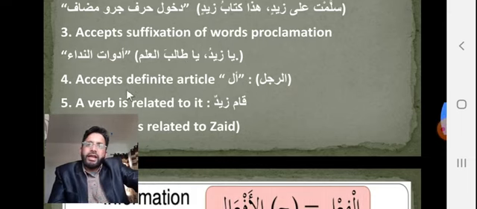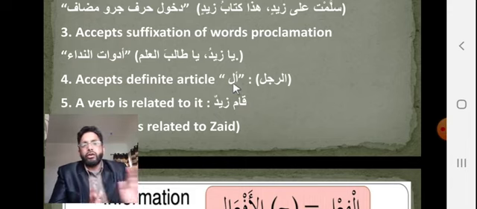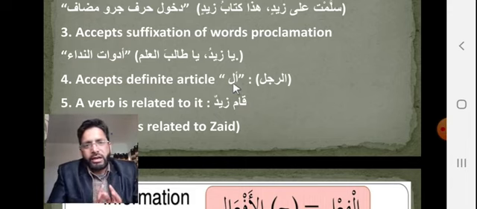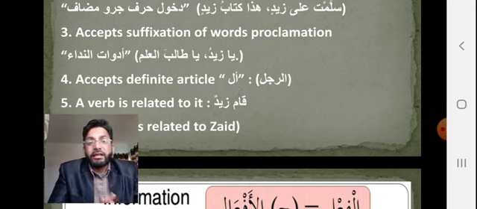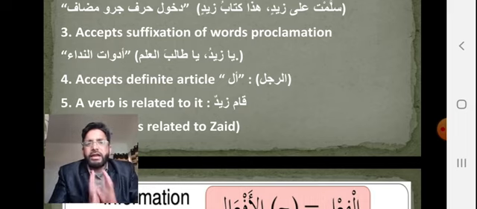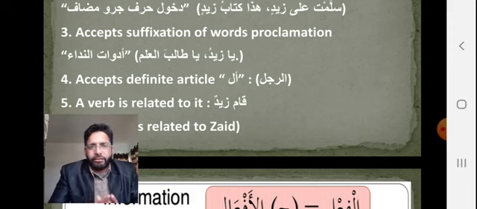Then the fourth point is that it accepts the definite article alif lam. Alif lam is equal to 'the' in English. So when we use alif lam on a kalima, it means that word is a noun, because we do not use alif and lam on a verb or on a preposition. So this is the fourth sign of a kalima being a noun.